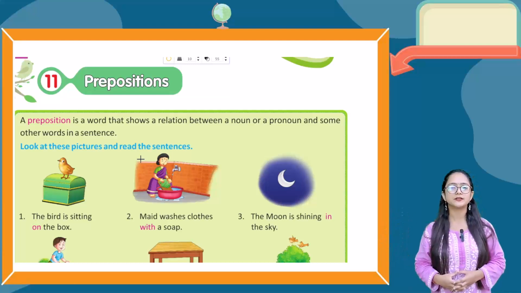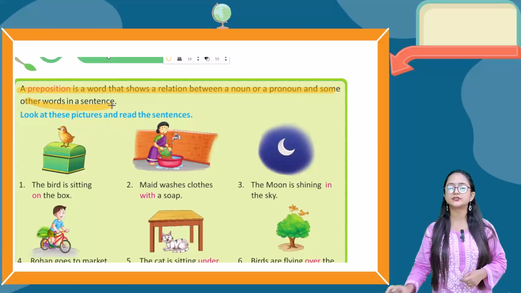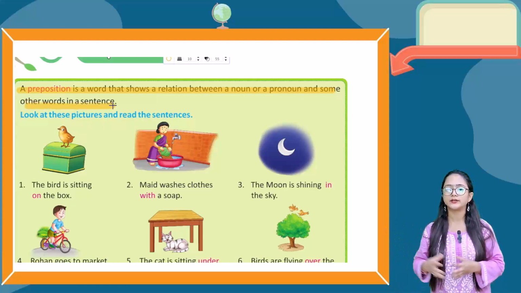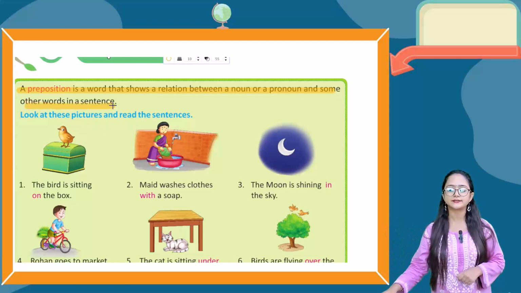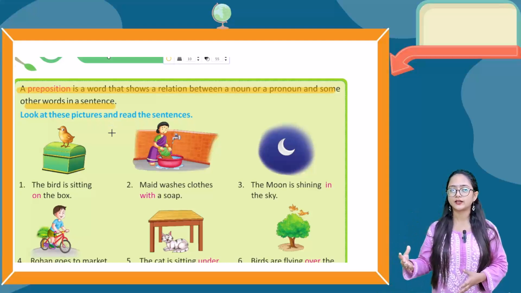So now let's move into the new chapter, chapter 11. It is about prepositions. A preposition is a word that shows a relation between a noun or a pronoun and some other words in a sentence. So basically, a preposition tells you about the position of the noun or the pronoun.